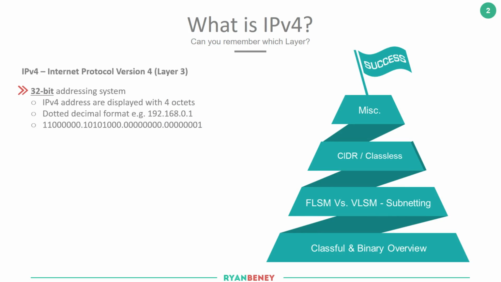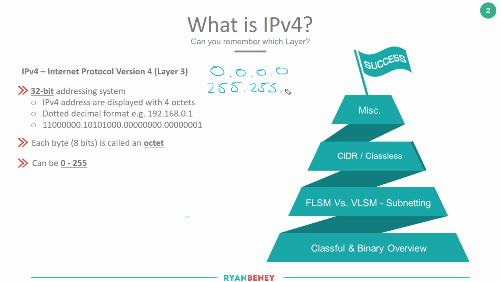Okay, so moving on. Each byte is 8 bits. We call it an octet. We know this. It can be anything from 0 to 255. So essentially this means that if we think about our IP addressing, it could be anything from 0.0.0.0 up to 255.255.255.255. Okay, so each octet can be a 0 or it can be a 255.